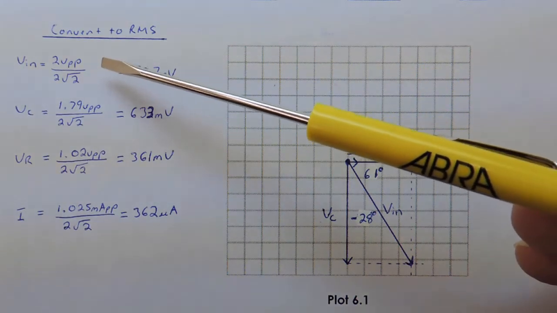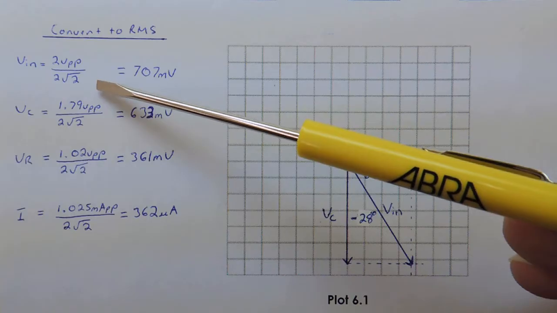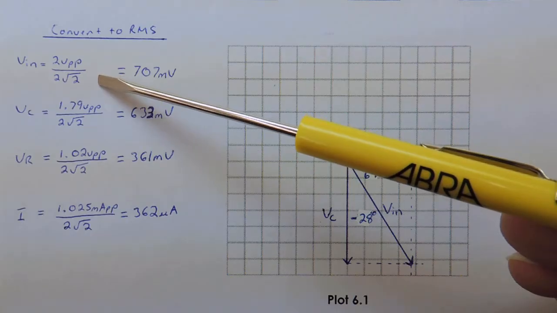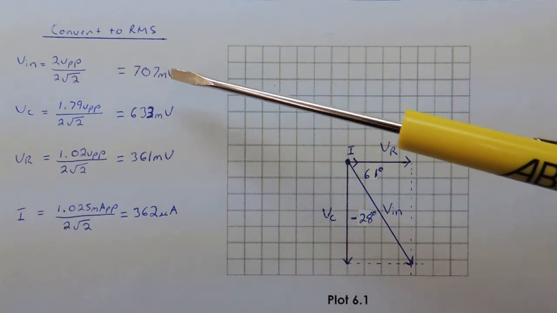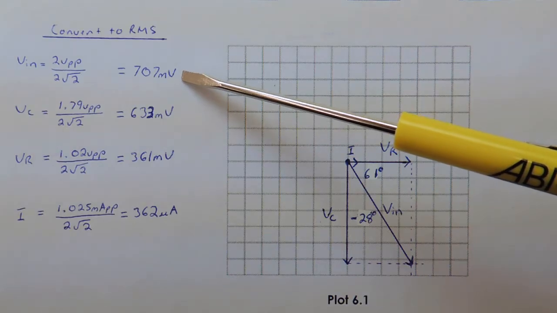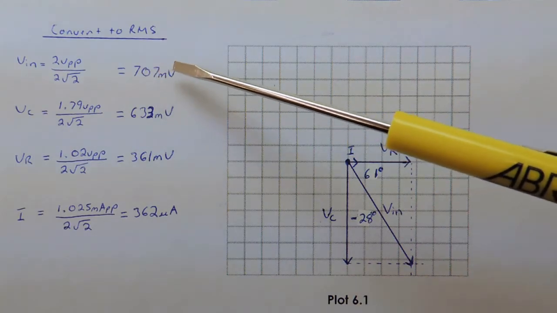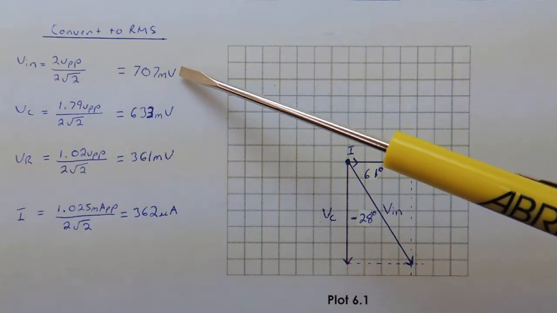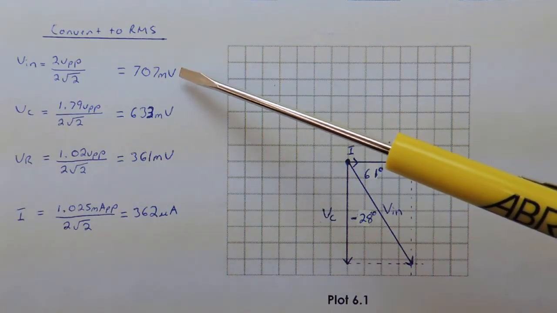So Vin was 2 volts peak to peak. You divide it by 2 to get the maximum or the peak voltage, and then by root 2. So that should come out to 707 millivolts. Try and keep things in proper engineering notation. That is 0.707 volts, right? So 707 millivolts.